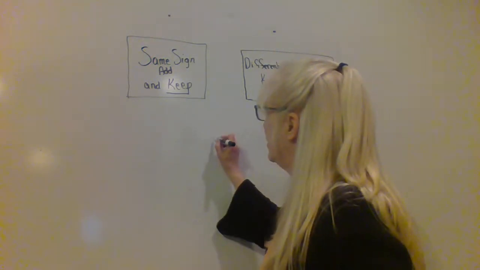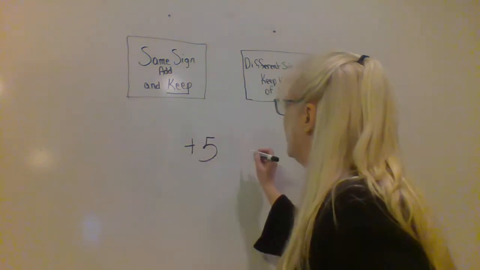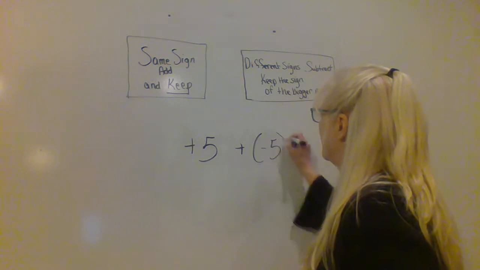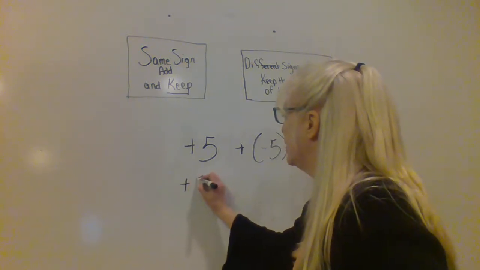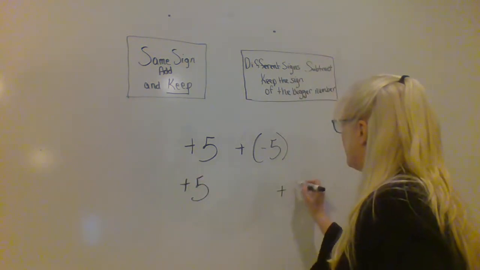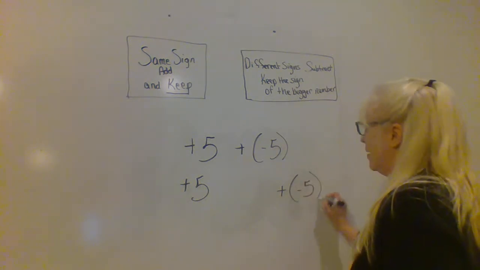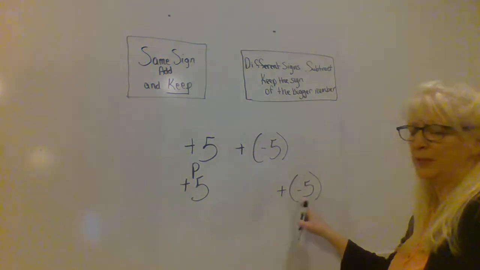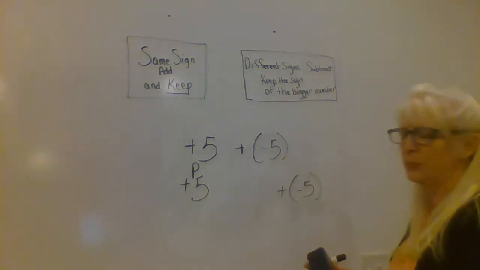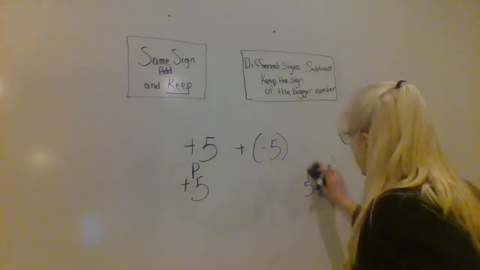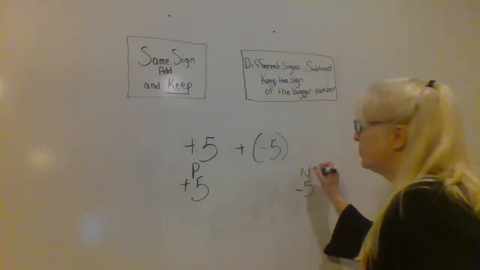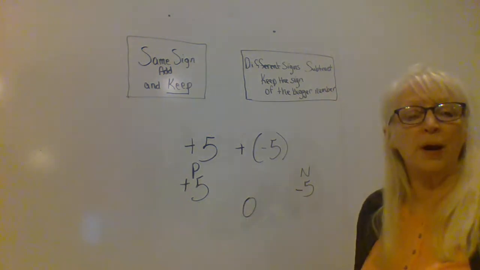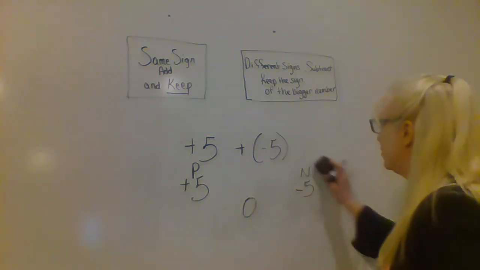Say that you had 5, we'll put a positive in front of it, plus negative 5. Okay, I'm going to separate these two numbers so I can really see them. All right, this one is positive, so I'm going to put a P there. This one is negative because a negative and positive in front of the same number is negative. So this one is really negative. They're the same number, they're opposites. They make 0. And you won't put a positive or a negative sign onto 0.